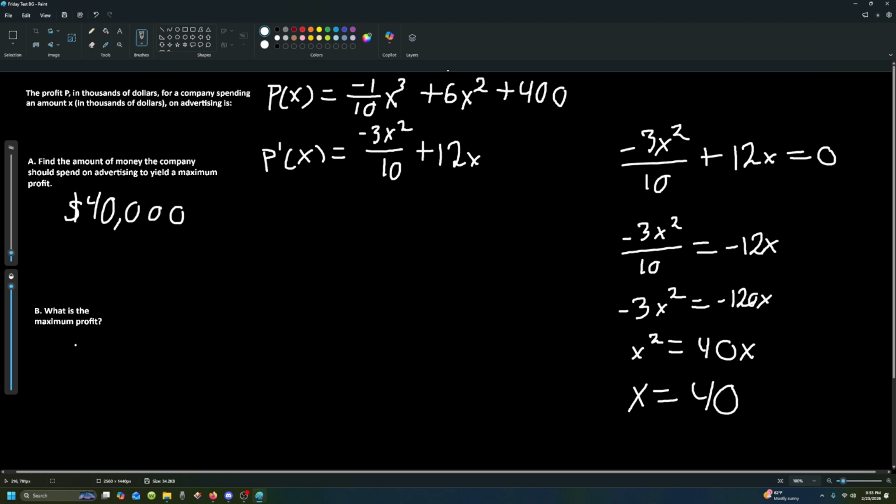Our answer for B is, all we have to do now is plug in our x value of 40 into the first equation, which is this equation. And when you plug in for P of 40, you get an answer of 3,600, which when multiplied by 1,000 results in an answer of 3.6 million. So that's how to solve problems like that.